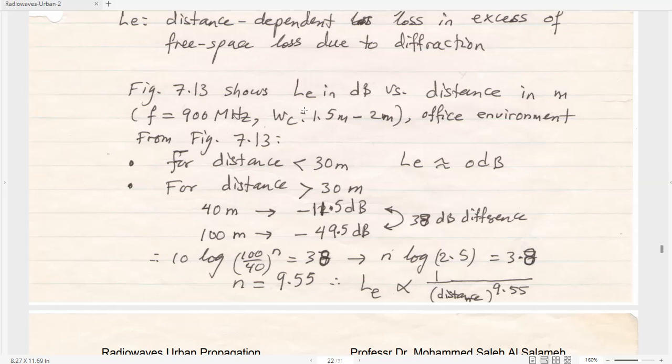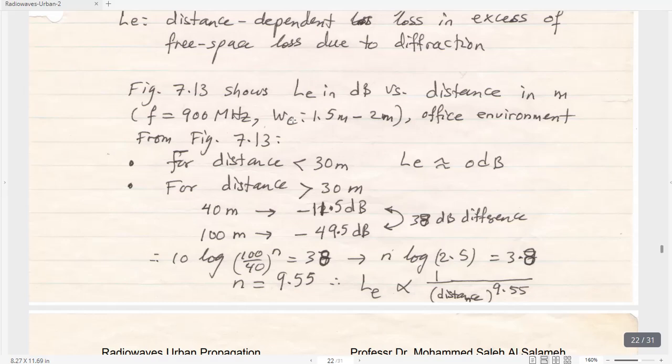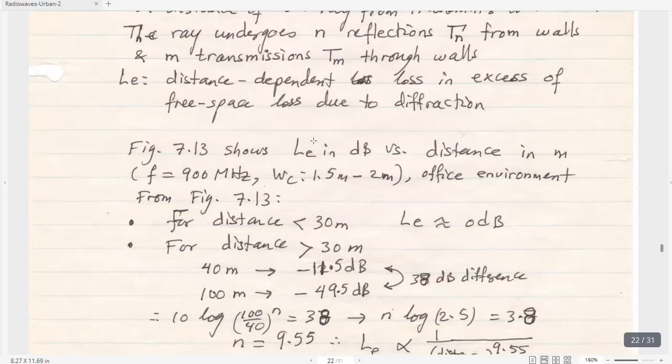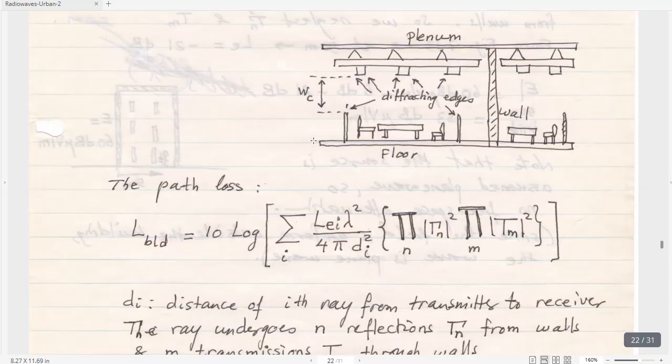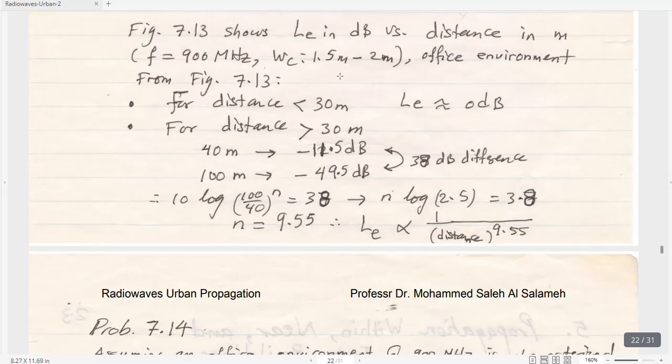Figure 7.13 shows LE, the distance dependent loss in excess of free space loss due to diffraction, versus distance in meters at a frequency of 900 megahertz, the cellular telephone frequency. Omega C is this clearance, from here to here. Omega C varies between 1.5 and 2 meters for different buildings with different specifications.